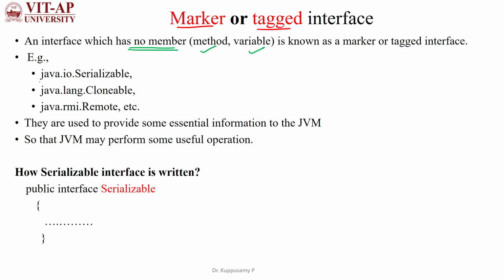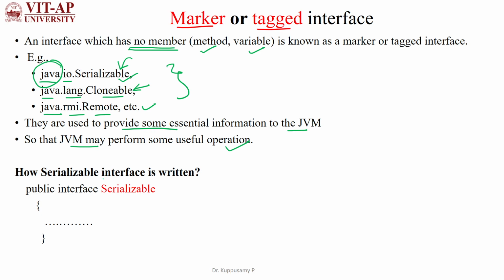For example, java.io.Serializable, java.lang.Cloneable, java.rmi.Remote, etc. These are all default interfaces defined inside the Java API libraries. They are used to provide some essential information to the Java virtual machine so that the Java virtual machine may perform useful operations with these tagged interfaces, right?